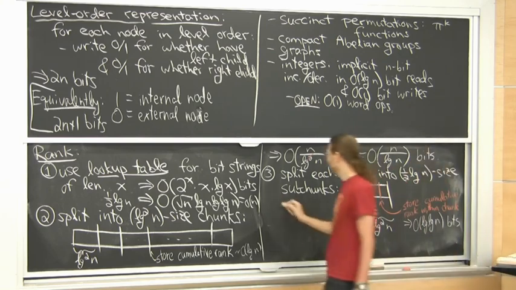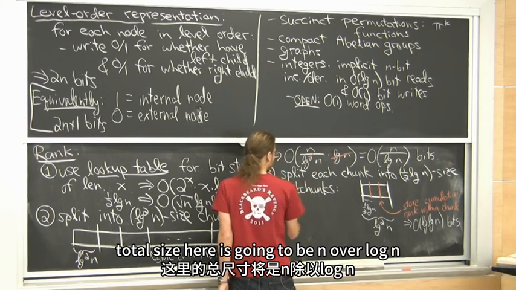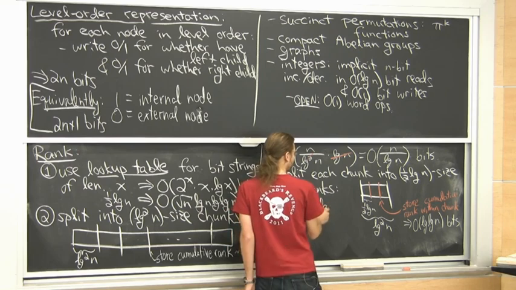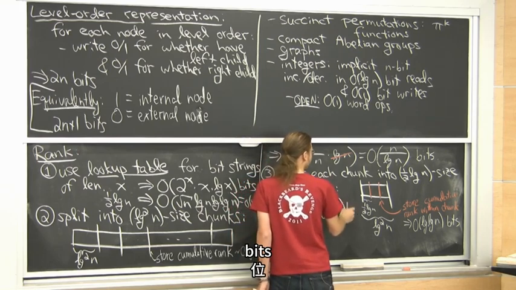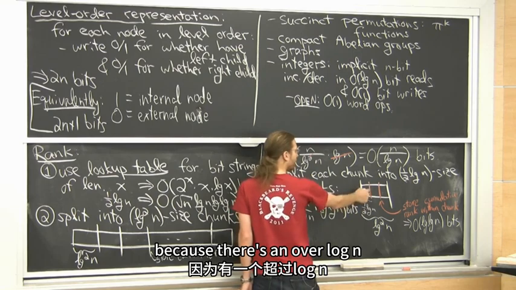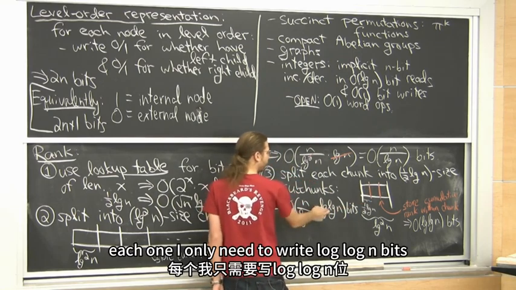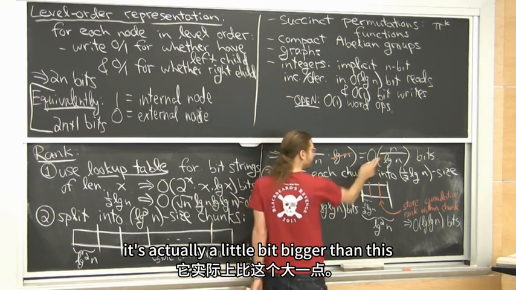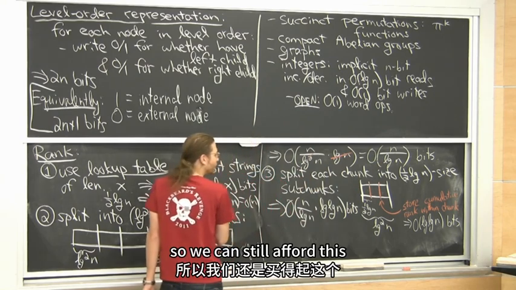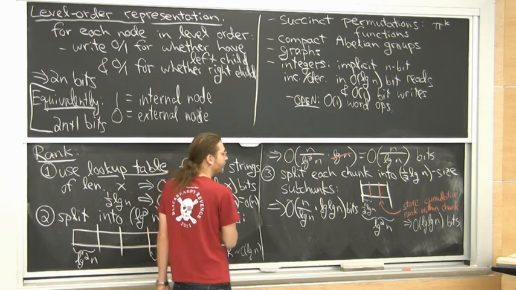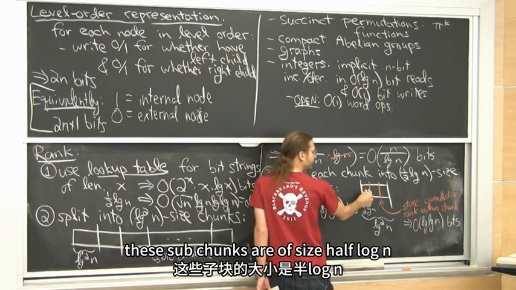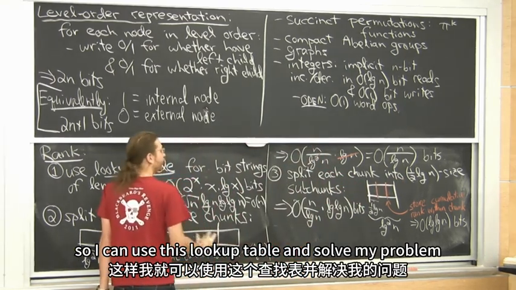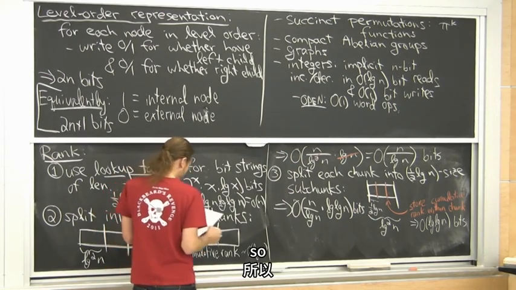And so total size here is going to be n over log n times log log n bits. Because there's n over log n of these red vertical bars. Each one I only need to write log log n bits, and this is slightly little o of n. It's actually a little bit bigger than this, but still little o of n. So we can still afford this. And now we're done because these subchunks are of size half log n, so I can use this lookup table and solve my problem.